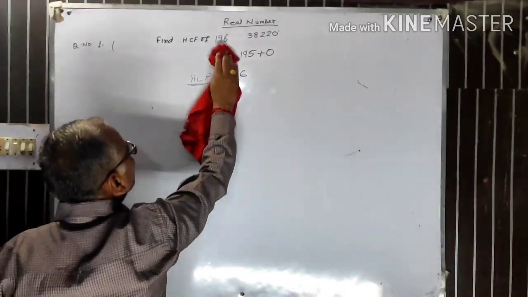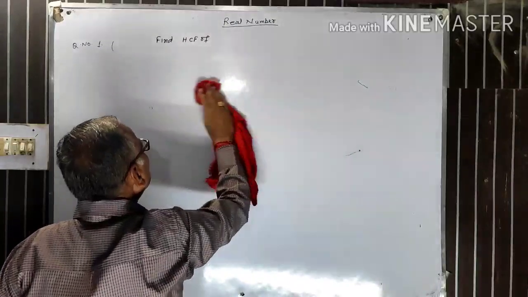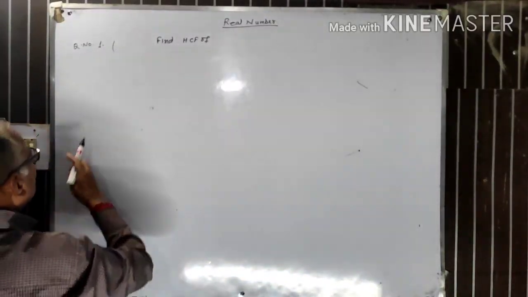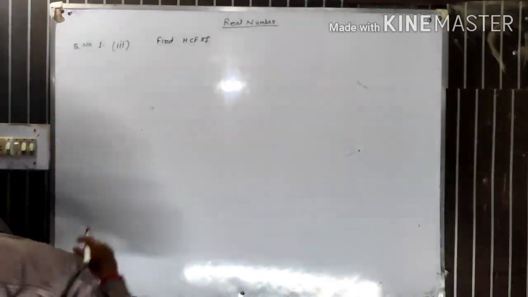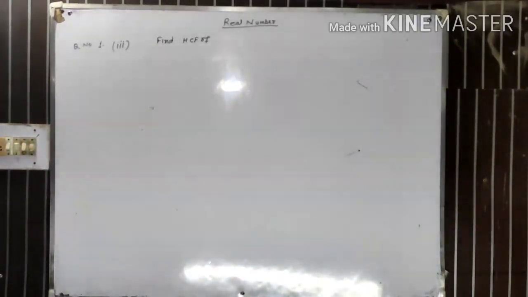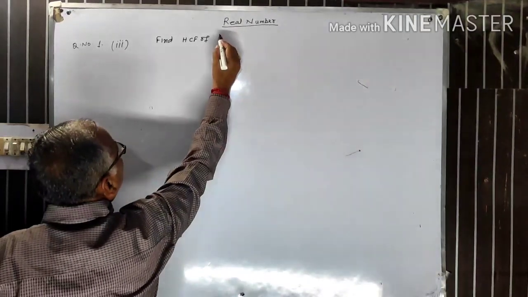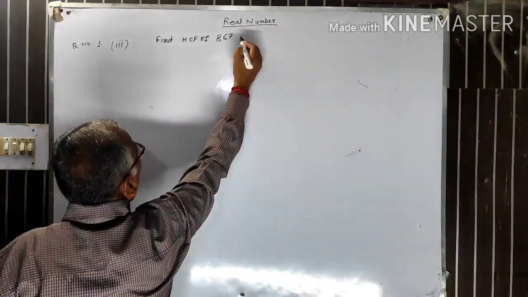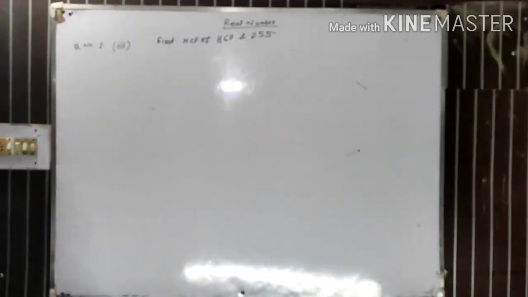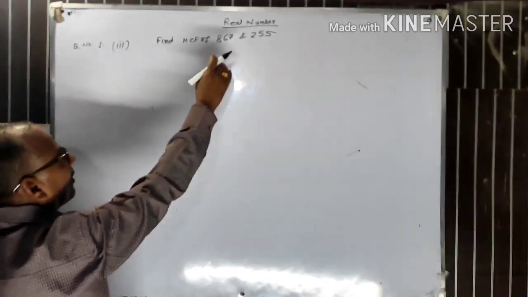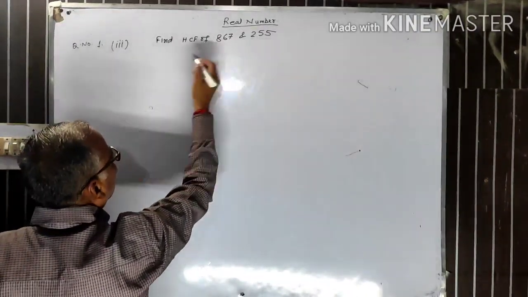Now coming on to the third part, find HCF of 867 and 255. Find HCF of 867 and 255. So you divide 867 by 255.